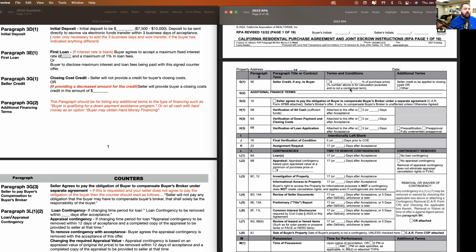Seller will not provide a credit for buyer's closing costs, or if we're reducing it, seller will provide buyer a closing cost credit in the amount of blank. That's it. Very straightforward.